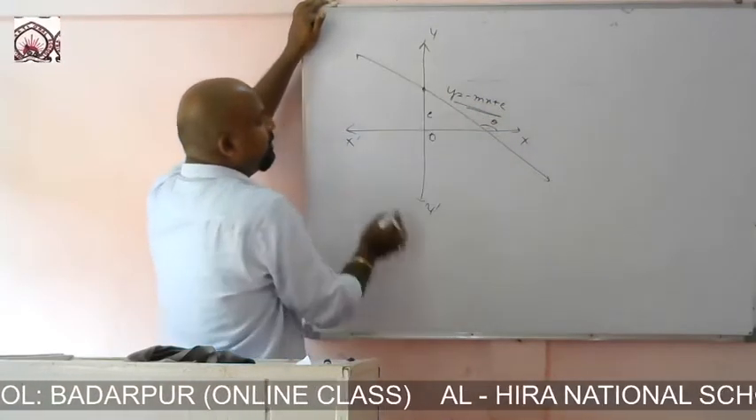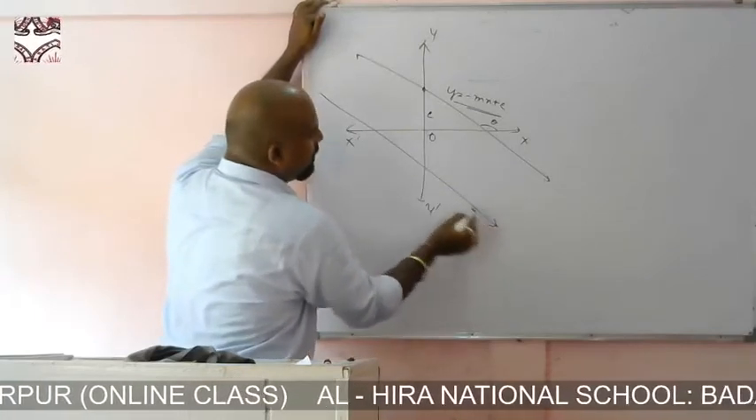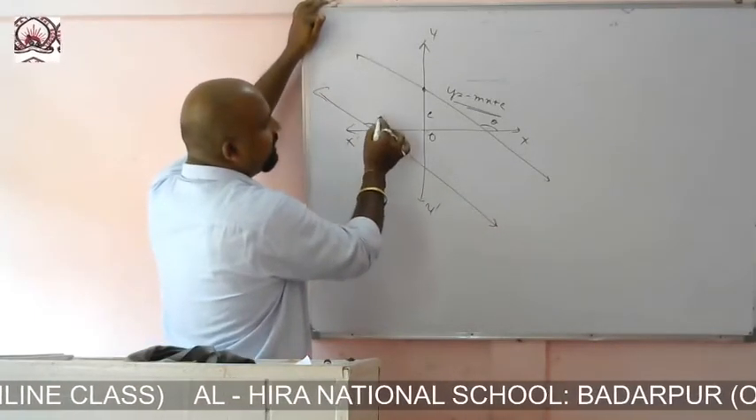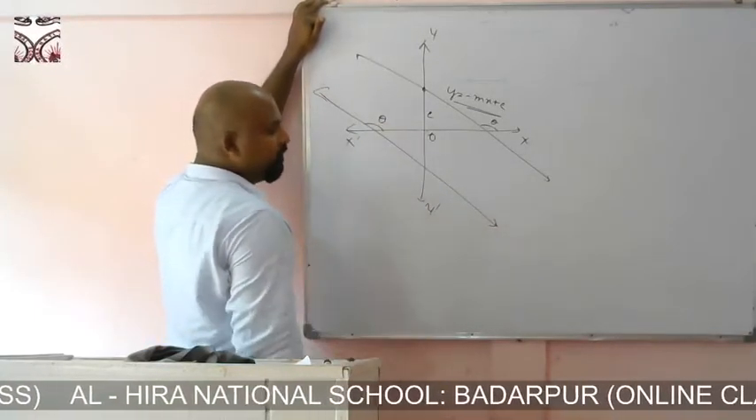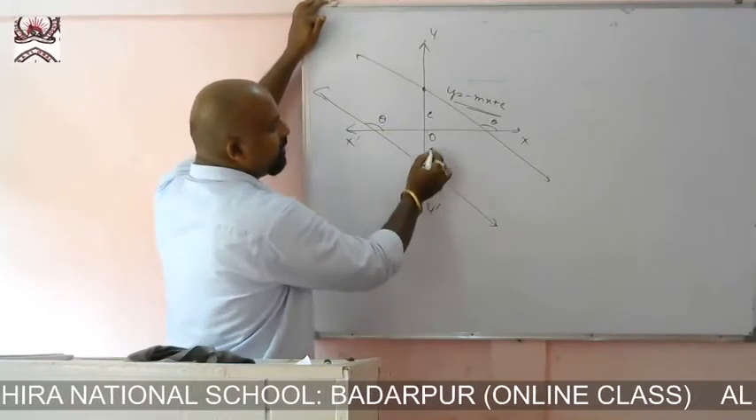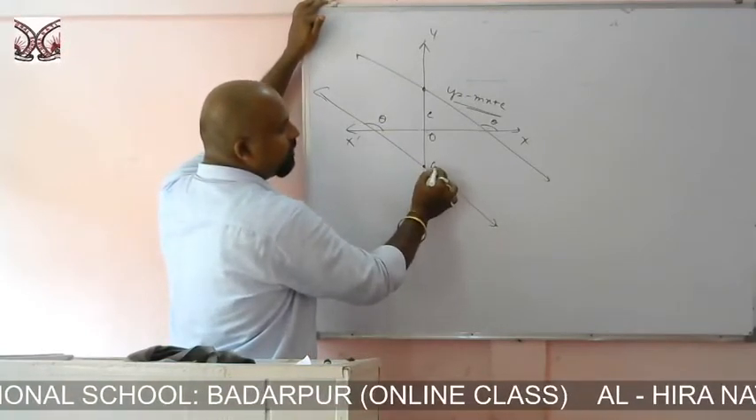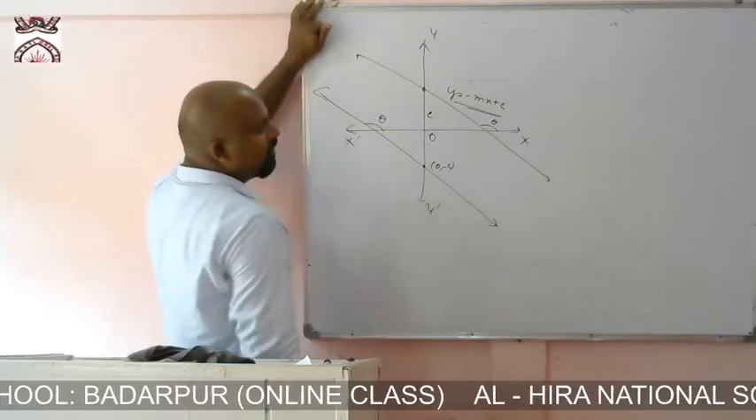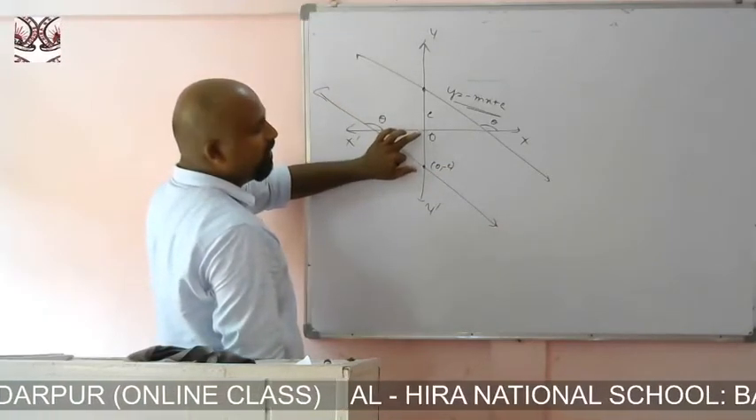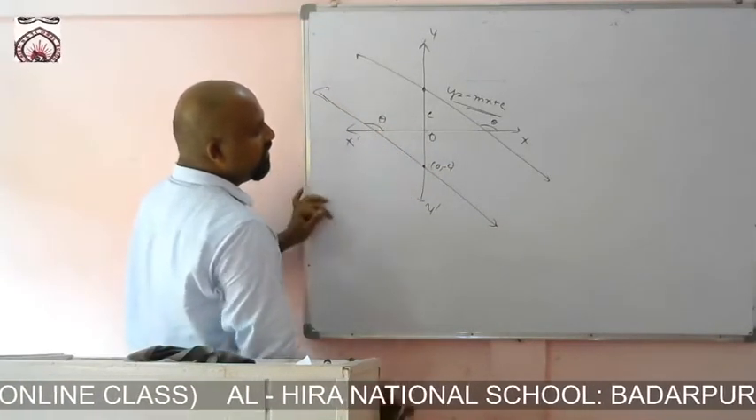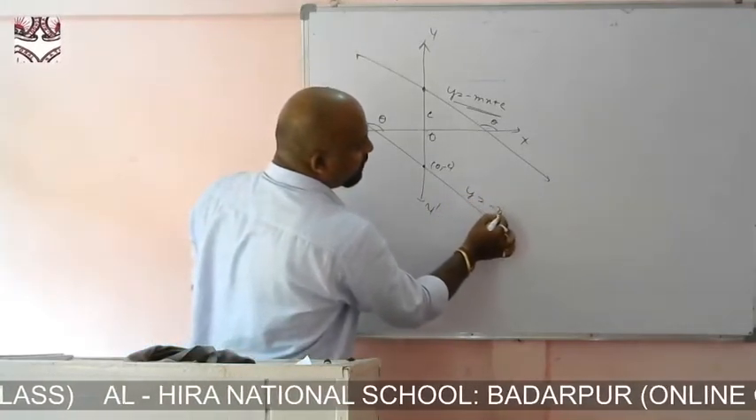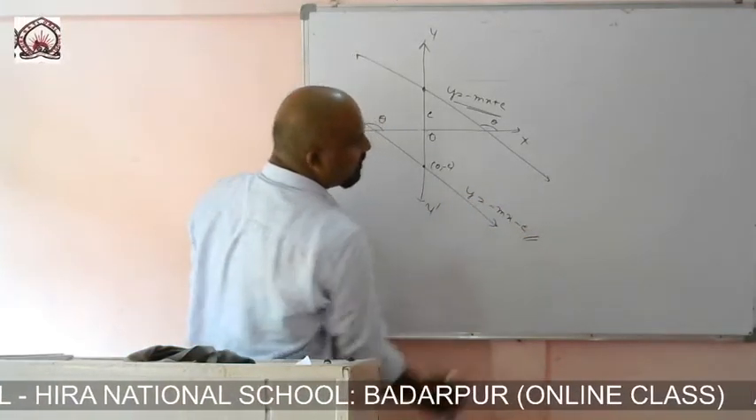Here the intercept is positive. But if it passes in this fashion, where the angle is greater than 90 degrees, m will be negative, and the coordinate of this point will be 0 comma minus c. The y-intercept is minus c. Then y equals minus mx minus c. Clear?